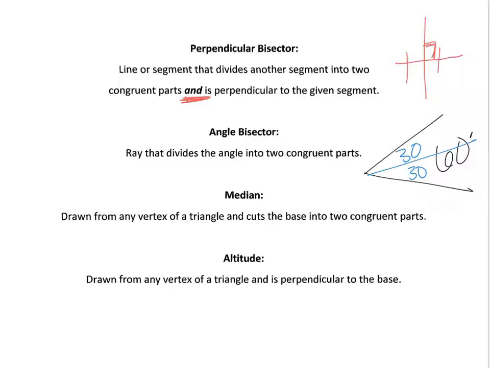The next one, the median. A median is drawn in a triangle and cuts the base into two congruent parts. So these two would be congruent. We don't know anything about the angles on a median, but in the case of an altitude, we do know something. The altitude is going to come down and make right angles with the base. So it's important that altitude is perpendicular and that median basically goes to the middle.